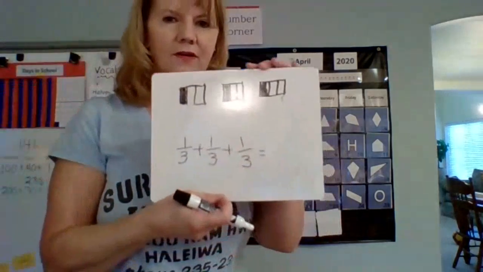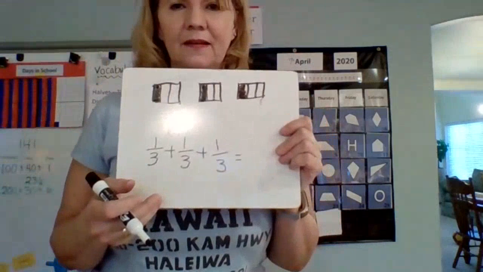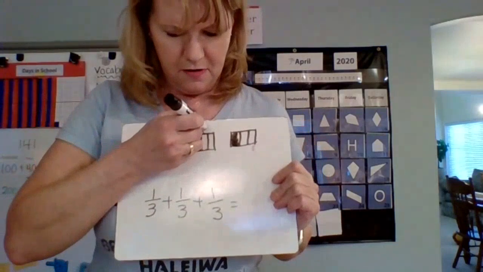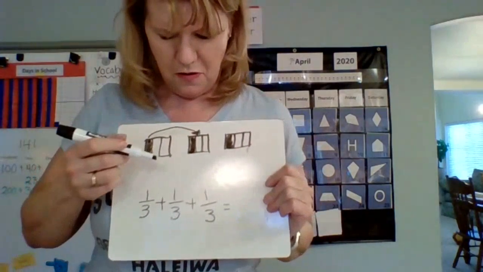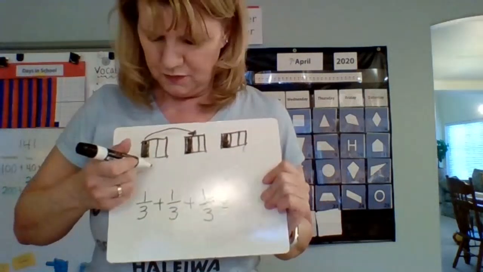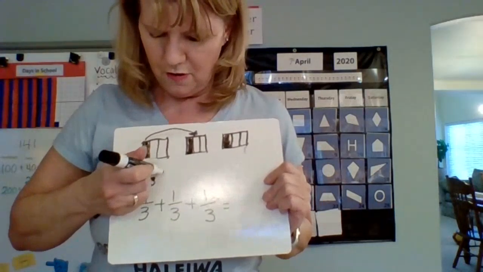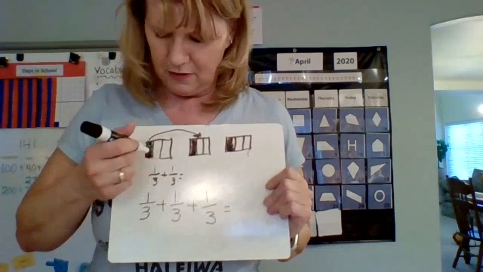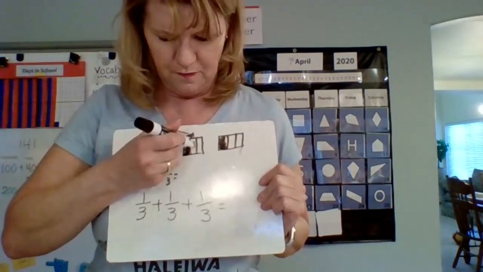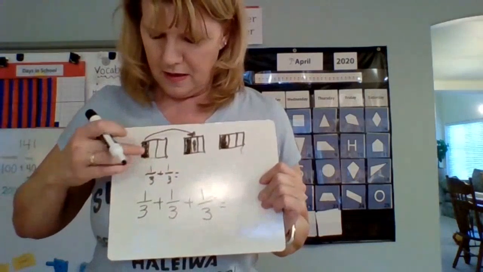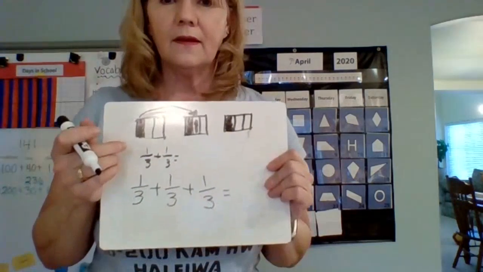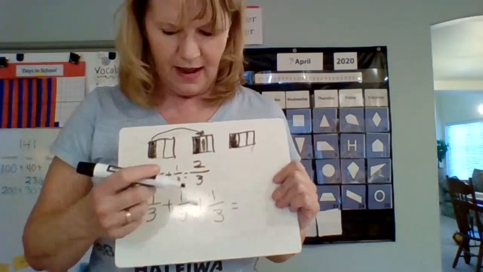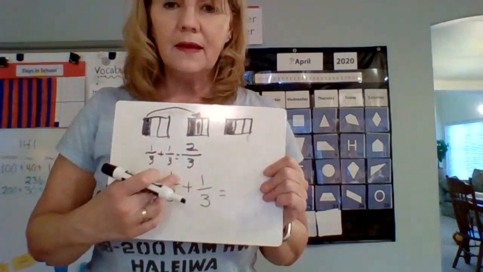I have a question for you. Looking at the picture, if I moved this one over to there, that would just be 1/3 plus 1/3. What would that equal? So I'm adding this third to this picture. What would that equal? Did you say 2/3? You're absolutely right, because we know on the bottom, it never changes.